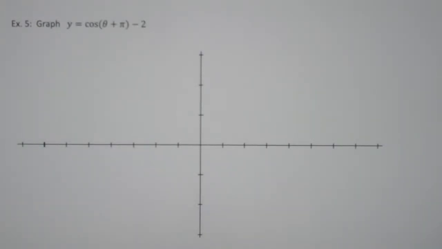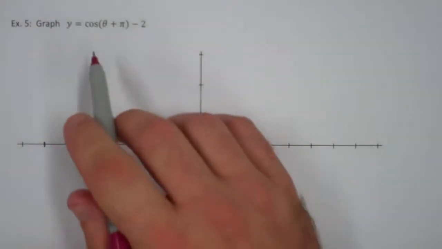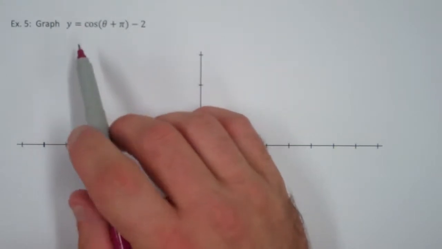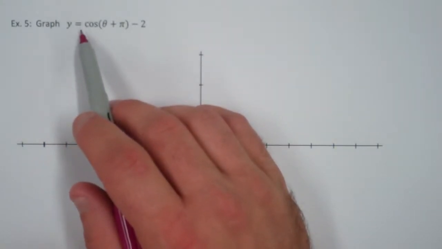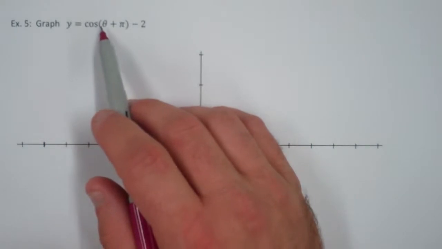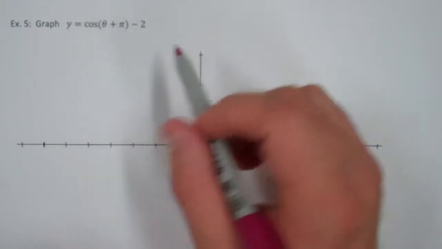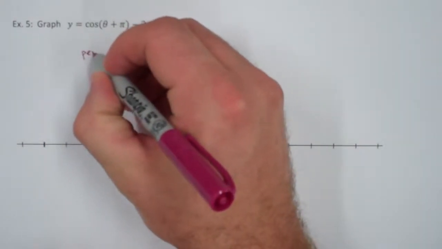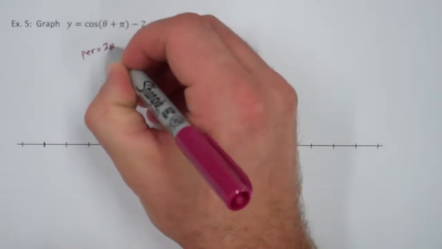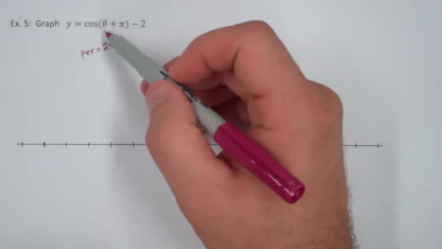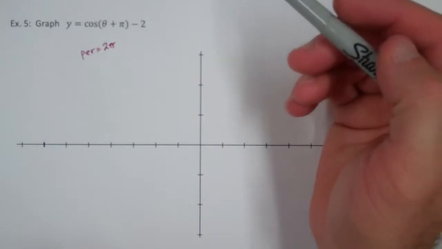In example 5, we need to graph this wonderful equation right here. It's a cosine equation. Looks like our amplitude hasn't changed, and it looks like k is 1, so our period should be 2 pi. Remember that the period is 2 pi over k, so 2 pi over 1 is just 2 pi.